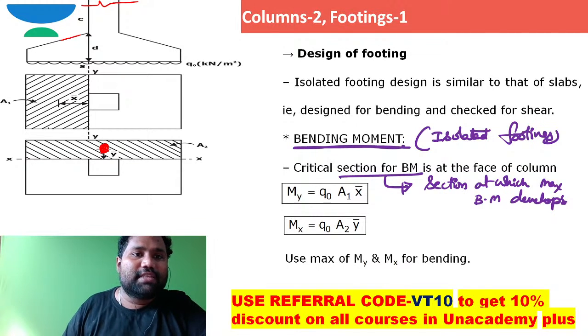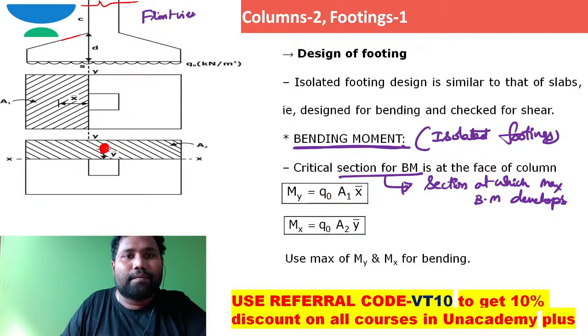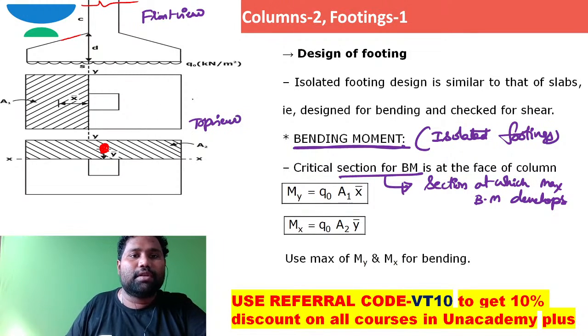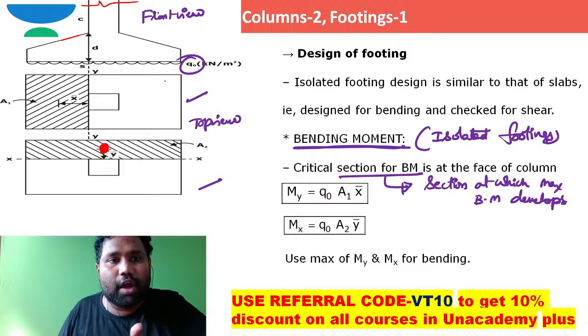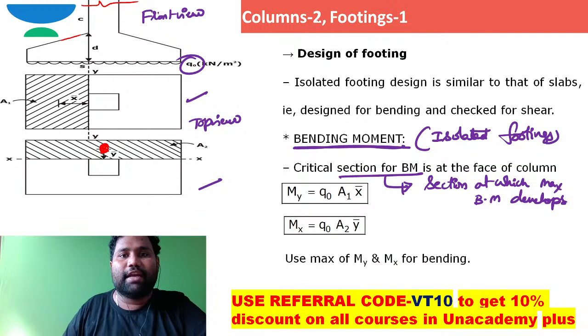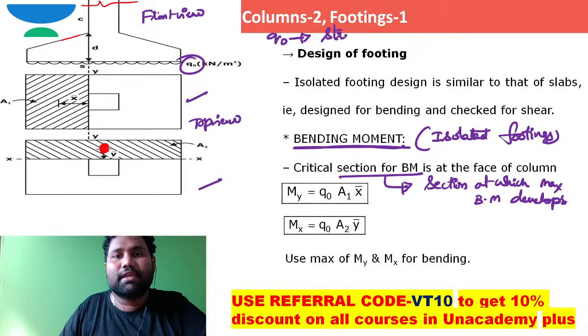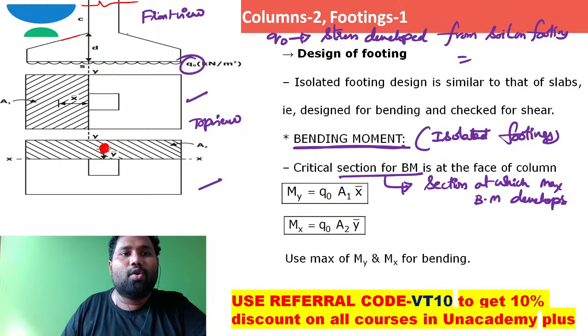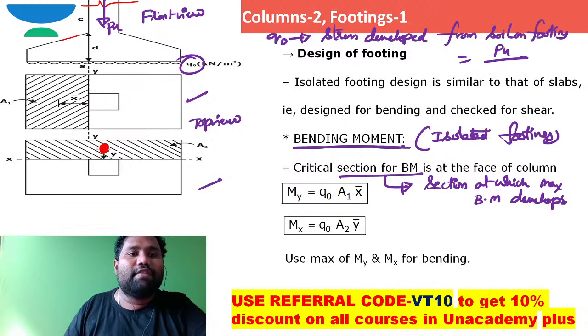Now, if you look at this sketch on the left-hand side, this is the front view and this is the top view. These two are top views. If Q naught is the stress developed from the soil on the footing, how can you work this out? The load coming from the column on the footing is Pu, so it is Pu by the area of the footing in plan. What is the area of footing in plan? I can write AF.